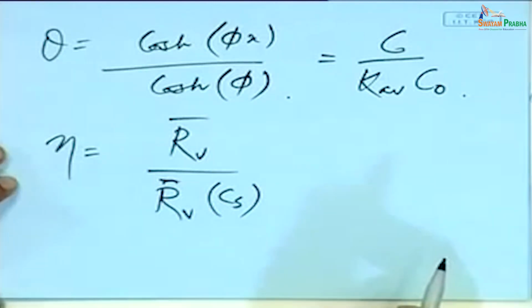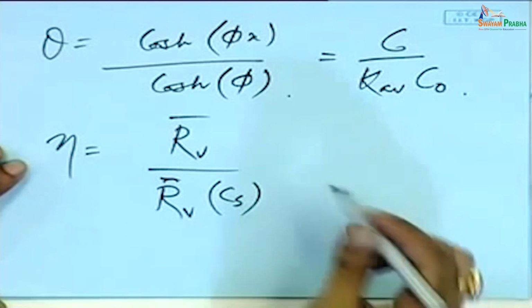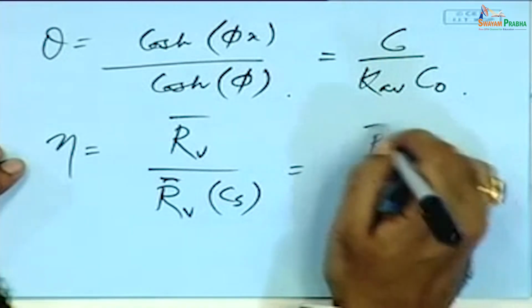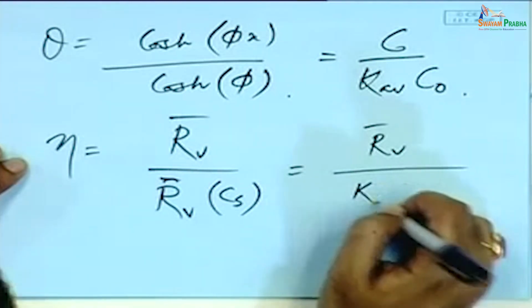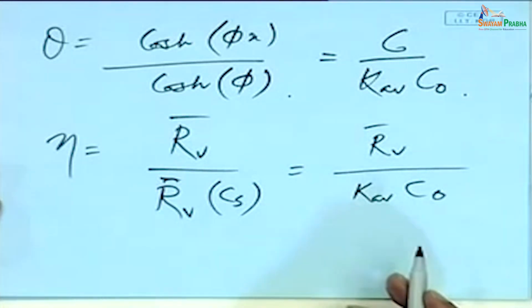So, my CS is defined at x equals 1, which is given as kV C naught. So, the denominator is known. All you have to do is evaluate the numerator, kV C naught. Clear? So, how do you evaluate the numerator?